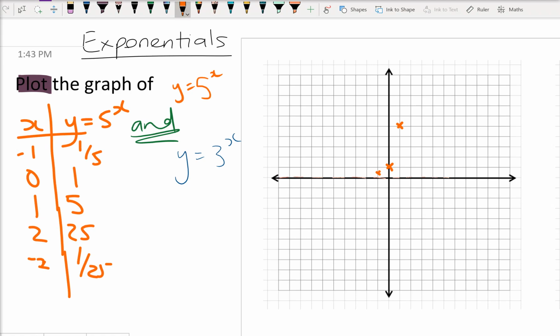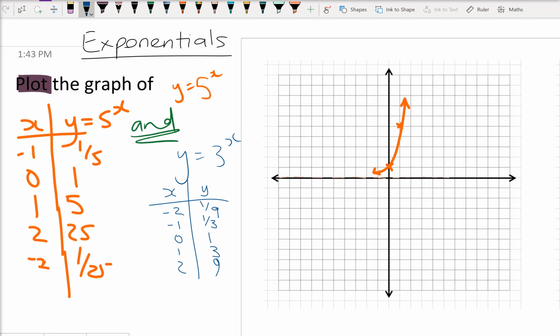So my graph basically looks like that there. That's all my graph can look like. Yep. If I plot the next one, I'll plot these values here. When x is 0, y is, when x is 1, y is, x is 2, x is negative 1, 1/3, negative 2, 1/9. Do you see a pattern there?